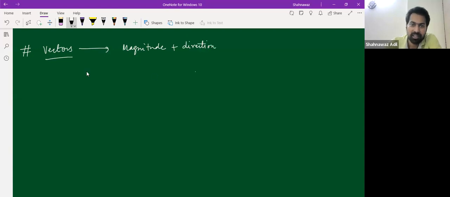And let's say you represent a vector like this. So this is some vector which is A, and it has two parts. So this is the geometrical representation of a vector.